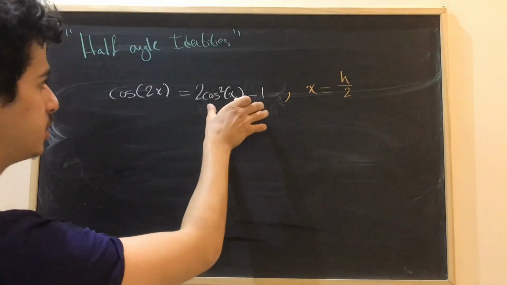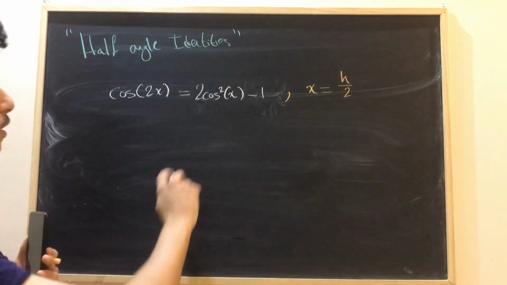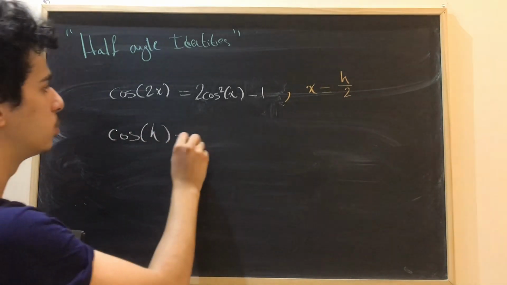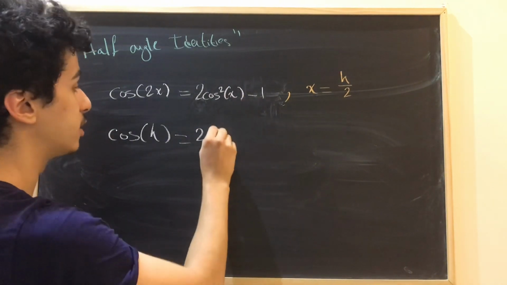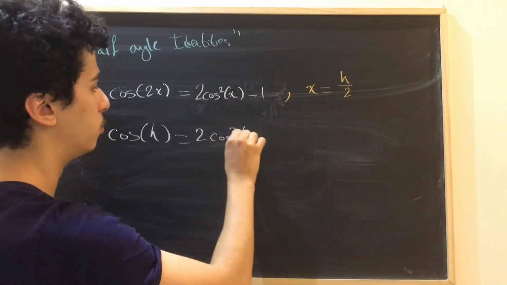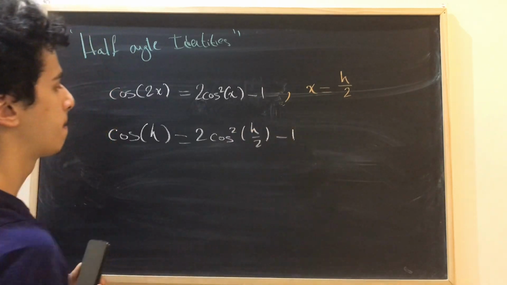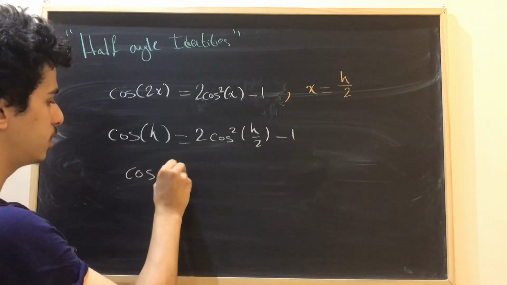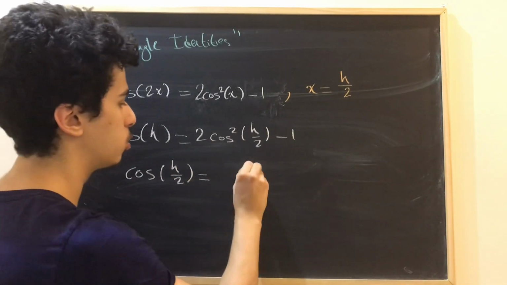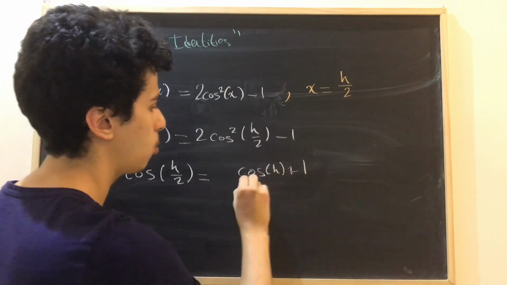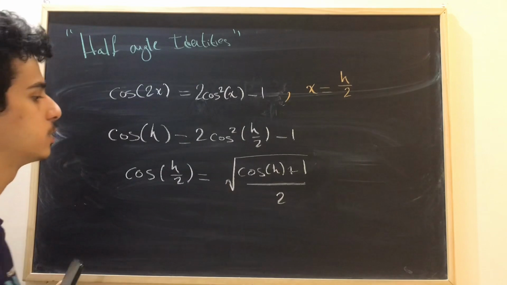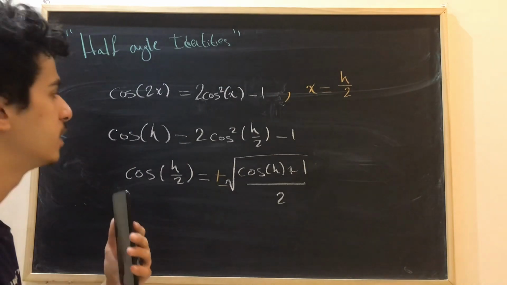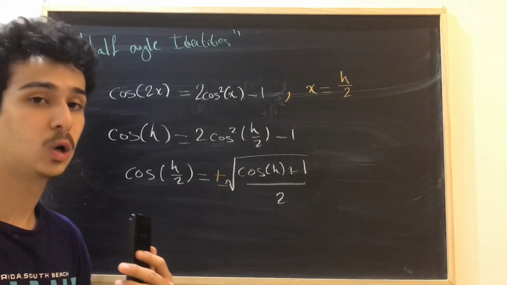Okay, so this time we're going to use the 2 cosine squared x minus 1 version. And we're going to do the same sort of replacement. We have cosine of h equal to 2 cosine squared of h over 2 minus 1. And now we're going to solve for cosine squared, and we'll get cosine of h over 2 is equal to the square root of cosine h plus 1 over 2, but do not forget the plus and the minus sign. And that is the half angle identity for cosine.